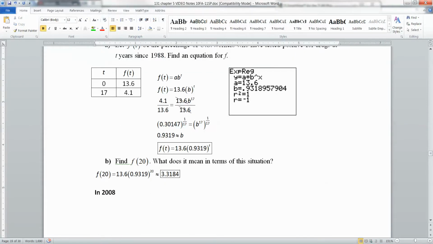So in 2008, the model predicted that about, or the model estimated, I should say, because it's in the past, not the future. So estimated that about 3.3184% of U.S. workers tested positive for drugs. Cool.